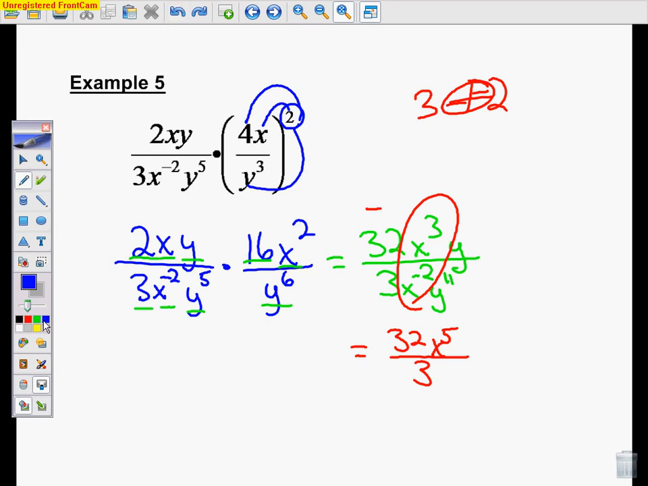Lastly, we have this y over y to the 11th. Remember, this is y to the first. So again, we're going to subtract the exponents. So 1 minus 11 is negative 10. So that's y to the negative 10th.